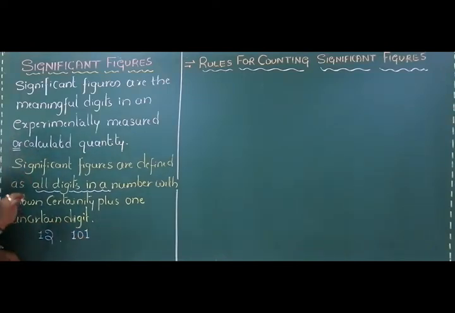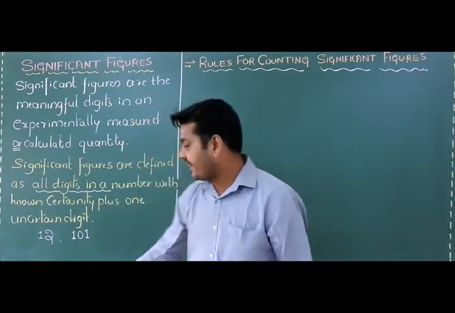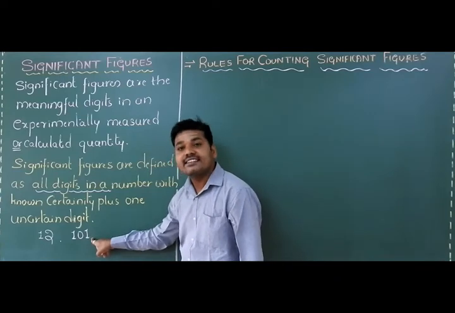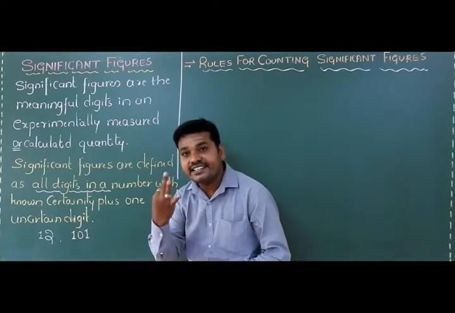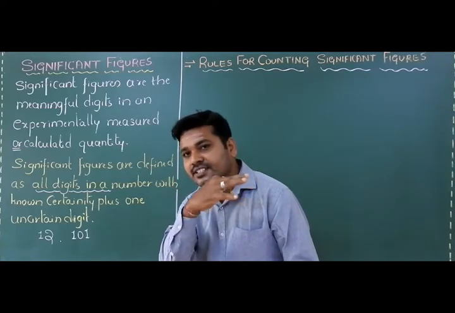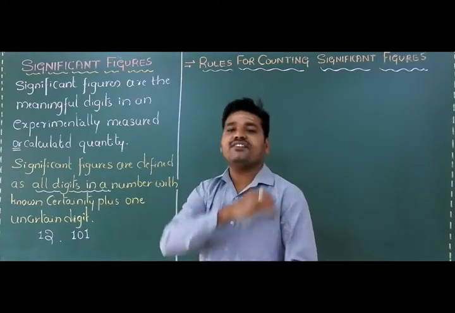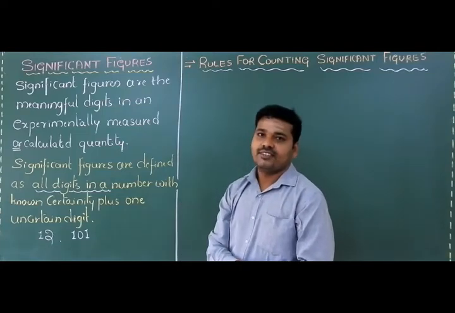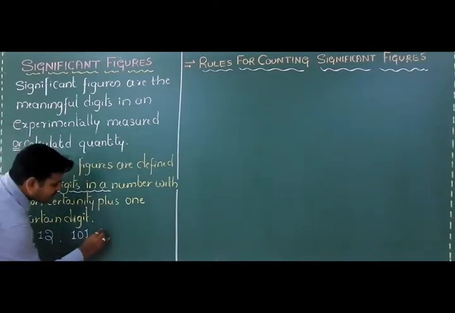101 is the next given number. This 101 is a 3-digit number. How many digits are present here? 3 digits are present. So 3 digits means how many significant figures are present, students? So 3 significant figures are present. And now similarly let us take one more example.